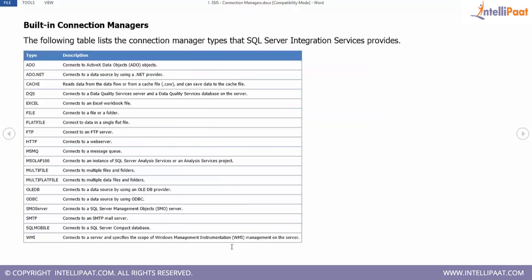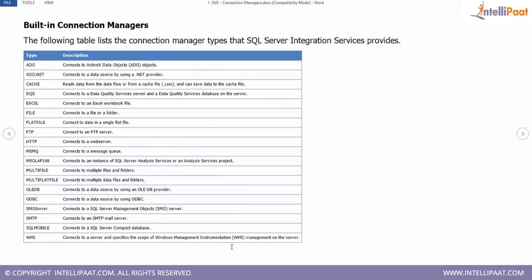So we don't deal with any physical source or physical destination, only the data at the time of execution. If it needs to be stored in RAM for temporary reasons, we will use this connection manager. As soon as the package completes its execution, all the data in this cache connection manager will be wiped out. Then we have the Data Quality Services connection manager, which is used for connecting to the Data Quality Services databases.